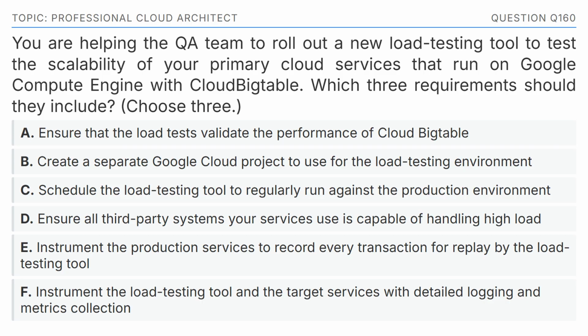Choose 3. The options are: Option A, ensure that the load tests validate the performance of Cloud Bigtable. Option B, create a separate Google Cloud project to use for the load testing environment. Option C, schedule the load testing tool to regularly run against the production environment. Option D, ensure all third-party systems your services use are capable of handling high load. Option E, instrument the production services to record every transaction for replay by the load testing tool. Option F, instrument the load testing tool and the target services with detailed logging and metrics collection.